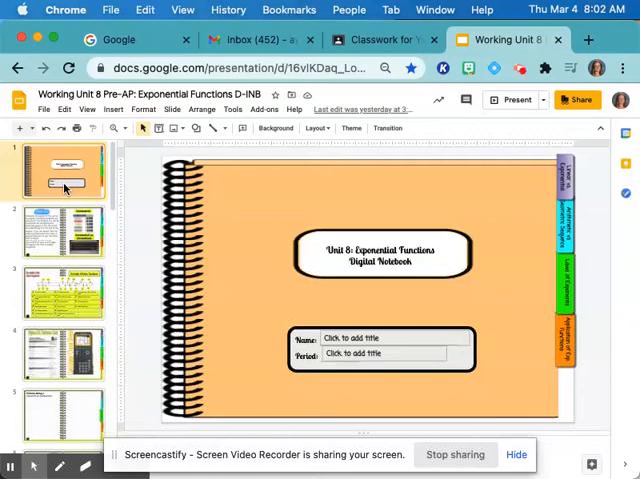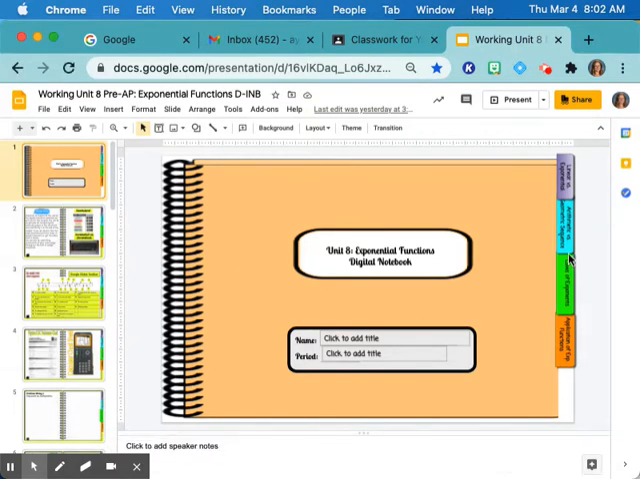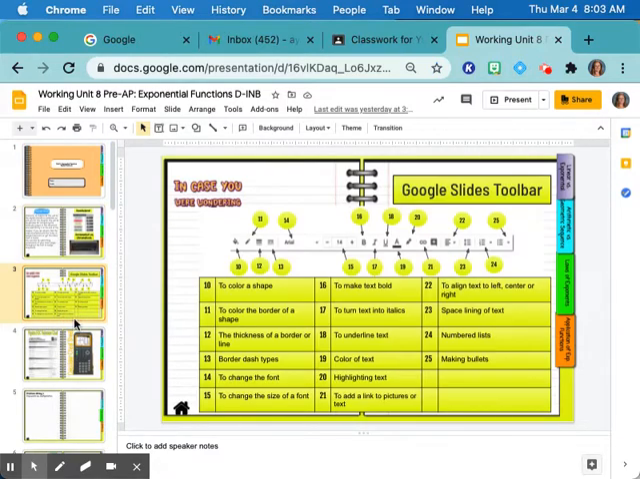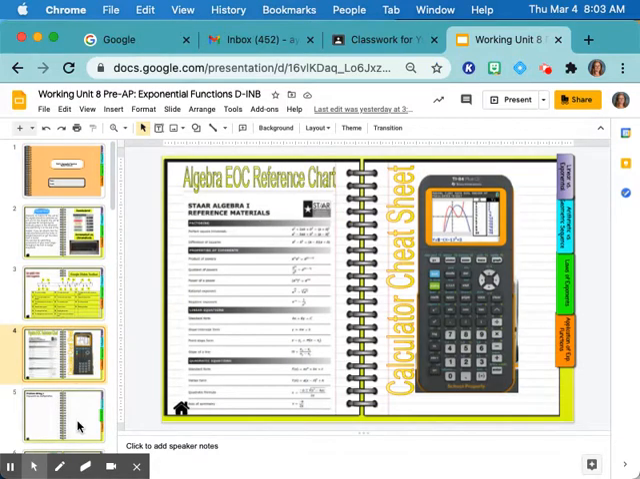We are starting our new unit, Unit 8, which is all about exponential functions. We will learn about the laws of exponents. So see these different topics: linear versus exponential, arithmetic versus geometric sequences, laws of exponents, and applications of exponential functions. So these are, again, reminders we've gone through.